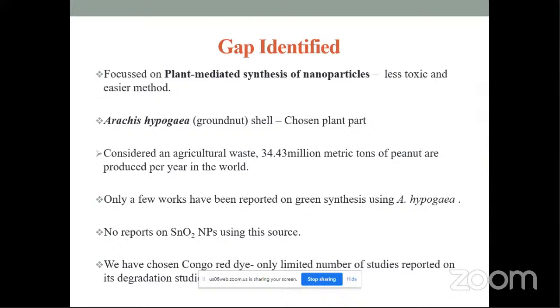So we have identified the gap. What is the gap here? We are using nanoparticles synthesized from plants. Now, why are we going for plants? Because they are less toxic.